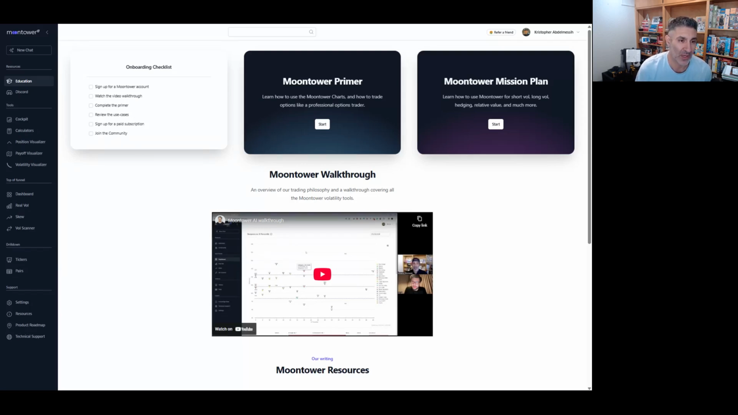But I figured this morning I'll show you some workflows through the Moontower AI app, which is how I'm looking at the options market. So I have my tab shared here. Just give me one second. Make sure I drop this link in the Discord.